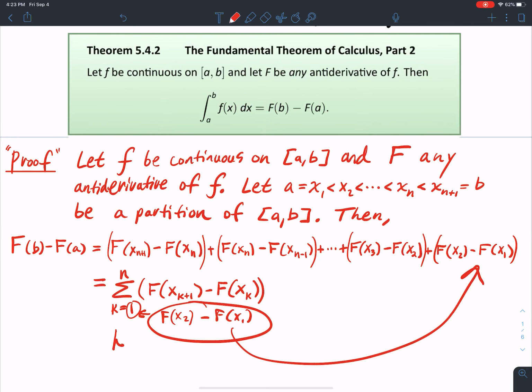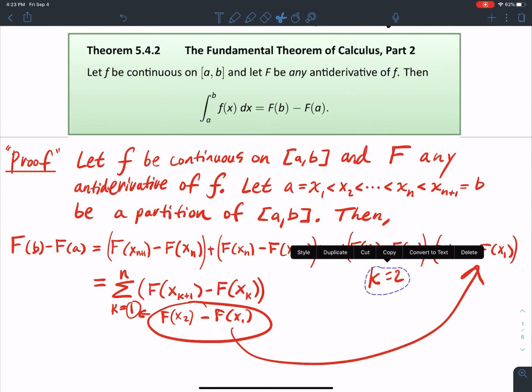When I bump it up to k equal to 2, that's going to be this next term here. When k equals 2, I plug in a 3 here and a 2 there, right? And then I keep going all the way until I get to that nth term, where I plug in n here and n plus 1 for that part there.